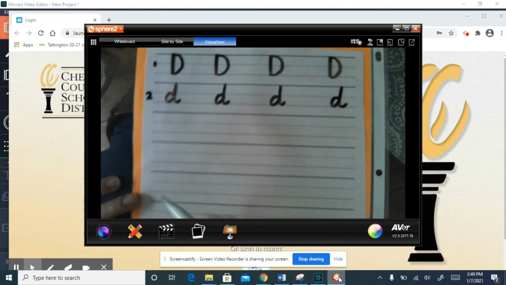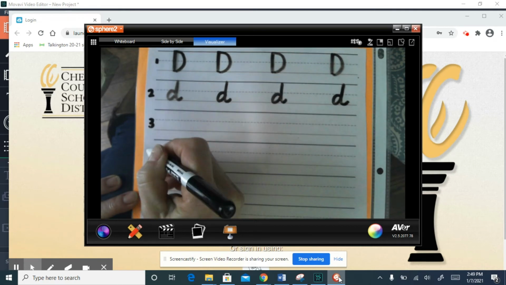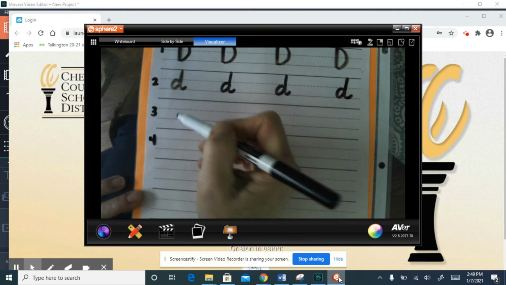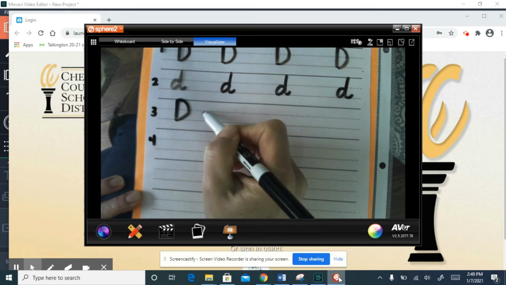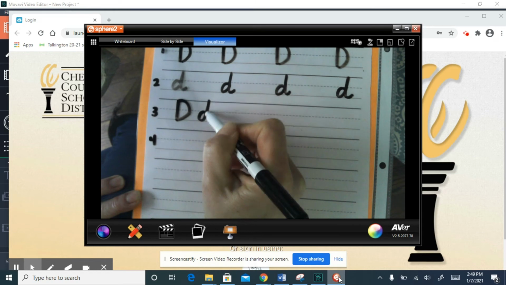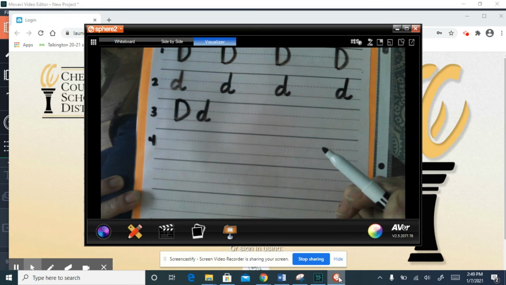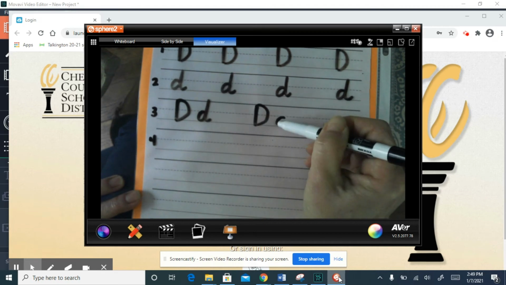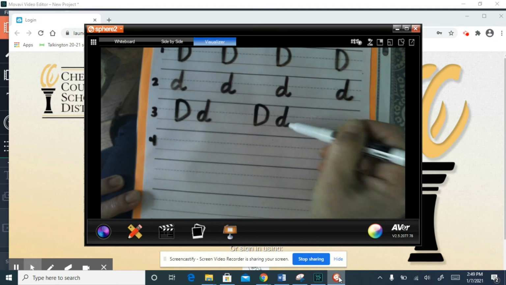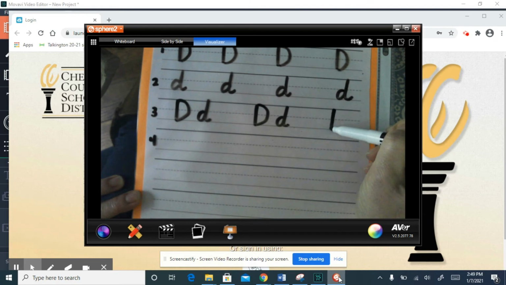Now for line 3 and 4, you're going to do the capital D and the lowercase d. Don't forget to start just like the lowercase a. Capital D and the lowercase d. And the last example, capital D, lowercase d. And then same thing for number 4.